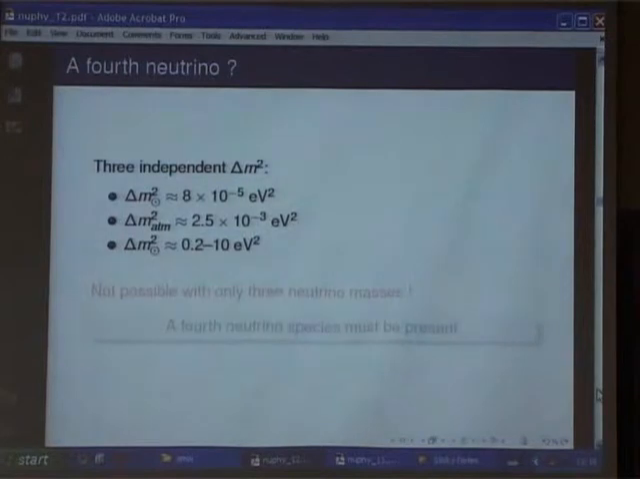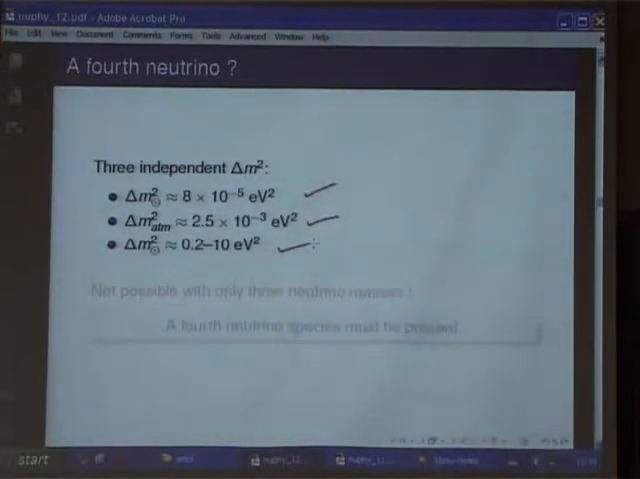The problem occurs when you try to look at it in conjunction with what we know from the solar and atmospheric experiments. Solar experiments have told us that delta m square is some 8 times 10 to the power minus 5 electron volt square. The atmospheric ones have told us that it's of the order 10 to the power minus 3. LSND was of the order of 1, so at least more than 0.2 electron volts.